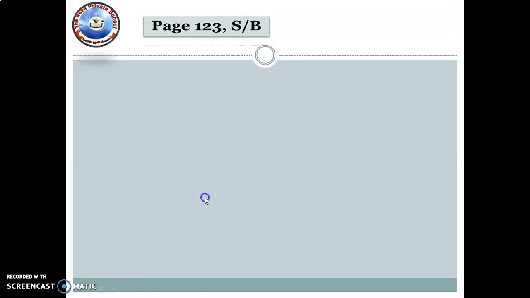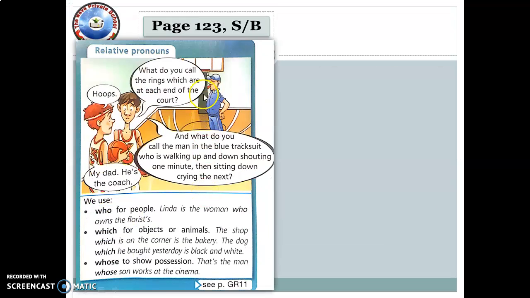Okay, then next we have page 123. This is relative pronouns. We have who, which, and whose. So who and whose are used in talking about people, but the only difference is that whose is to show possession. Which is used for objects or animals. So who for people, Linda is the woman who owns the florists.